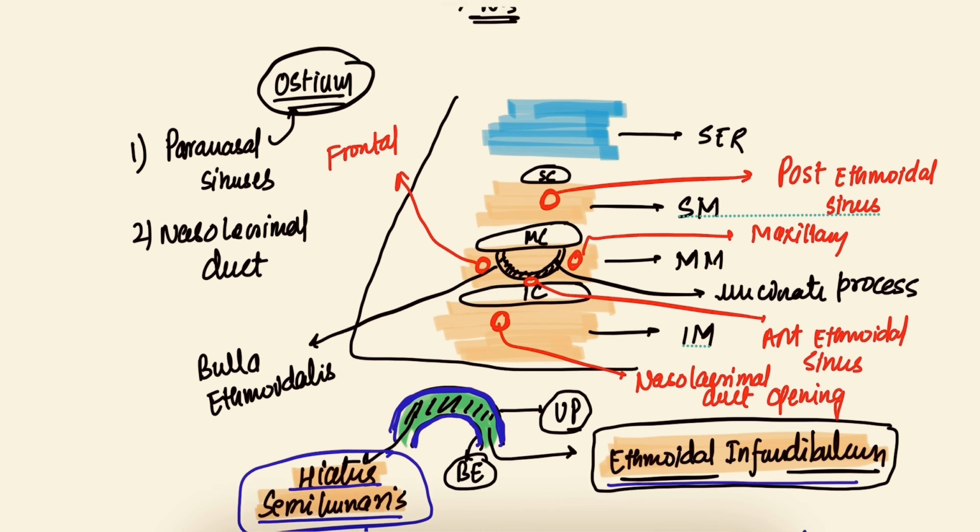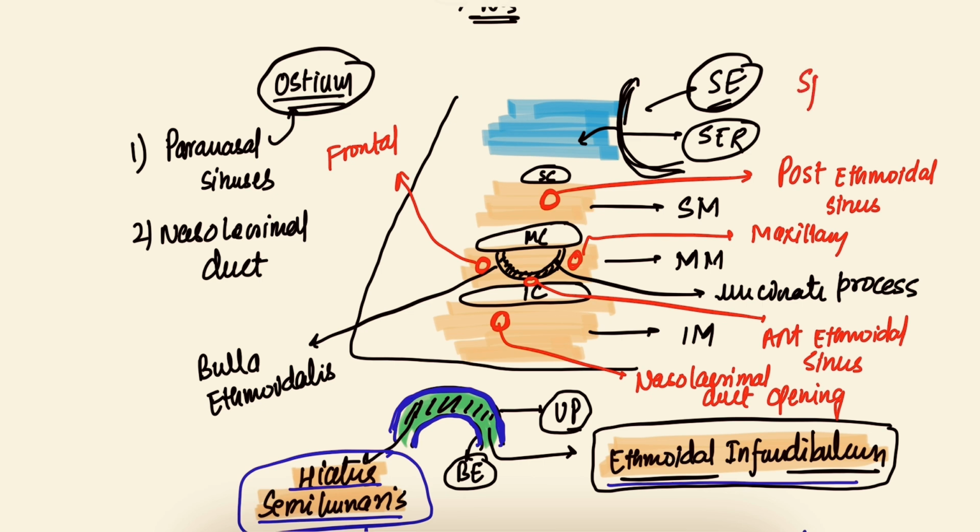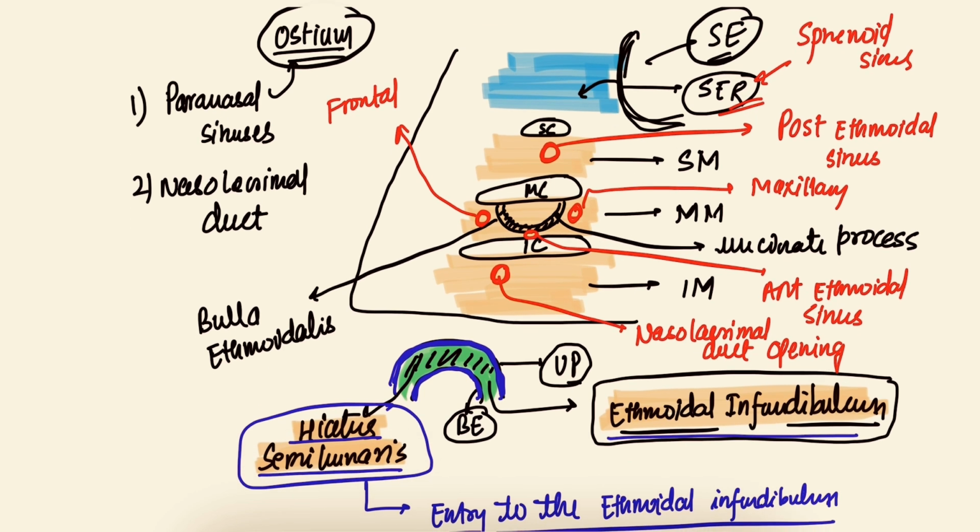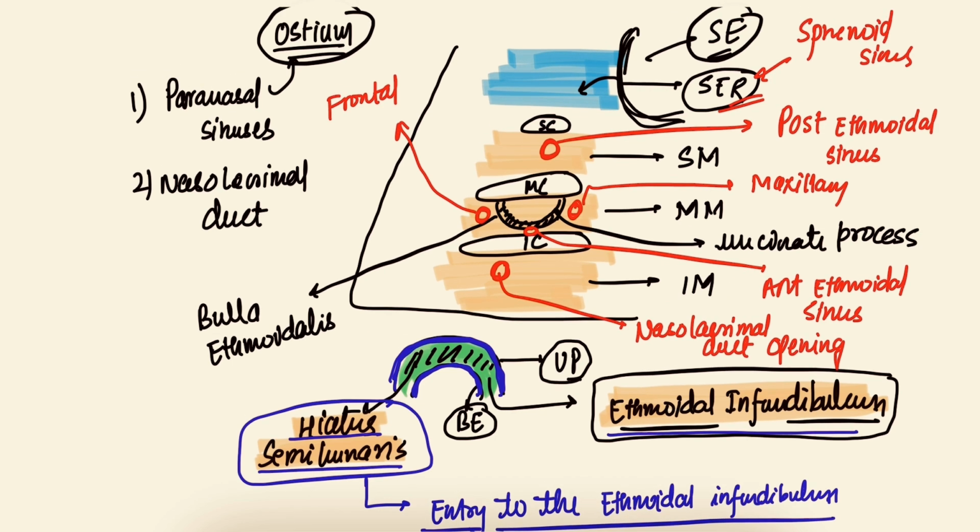Now we can see there is no opening of the sphenoid sinus in the meatuses. The sphenoid sinus opens directly into the sphenoethmoidal recess. Now I hope the concept is quite clear.